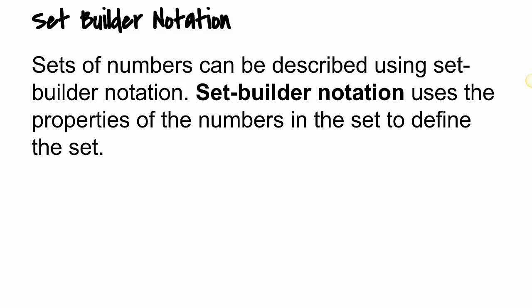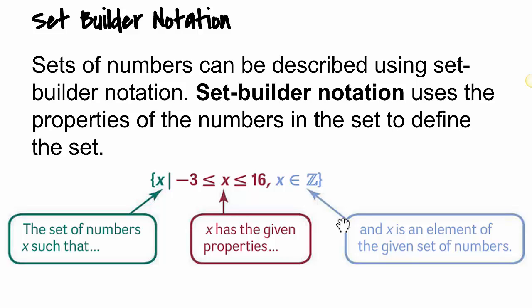So sets of numbers can be described in set builder notation and interval notation. First we're going to look at set builder notation. Set builder notation looks like this, and if I was to read this, I would say that x such that negative 3 is less than or equal to x, less than or equal to 16, and x is an element of the integers. So I know a range of numbers that are included from negative 3 to 16, and that includes negative 3 and 16, and those are all part of the integer set.